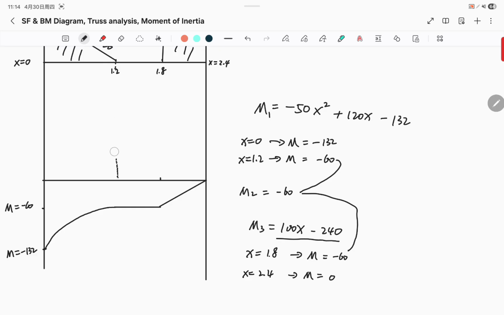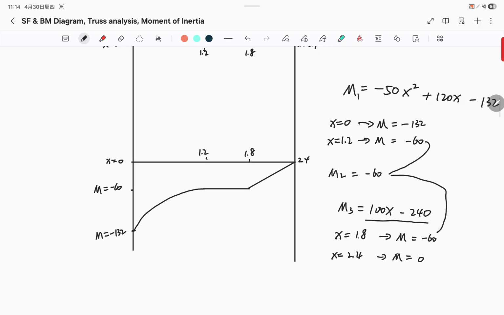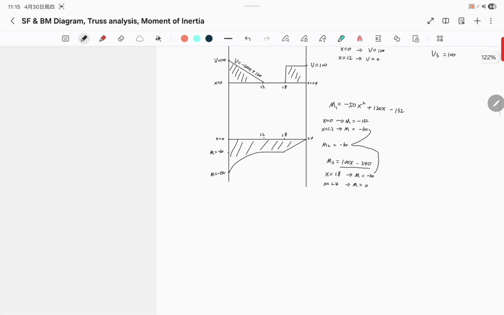I'm gonna erase this. So this is 1.2, 1.8, 2.4, and x equals 0. So this whole thing is my bending moment. And this is it for this problem.